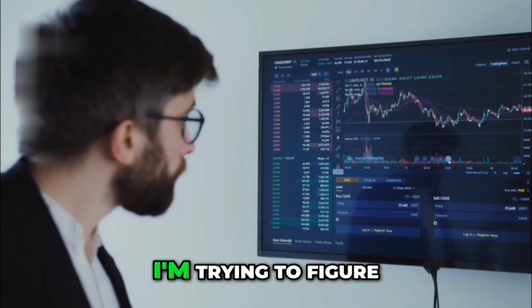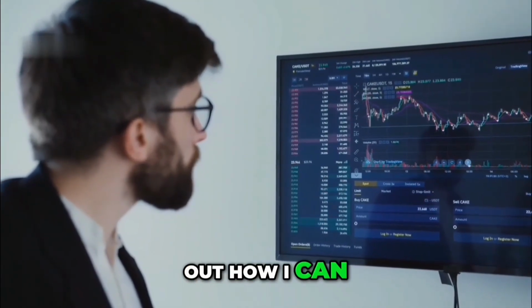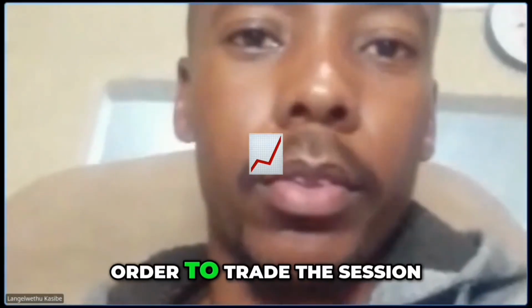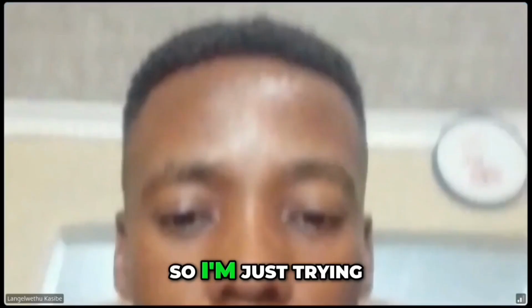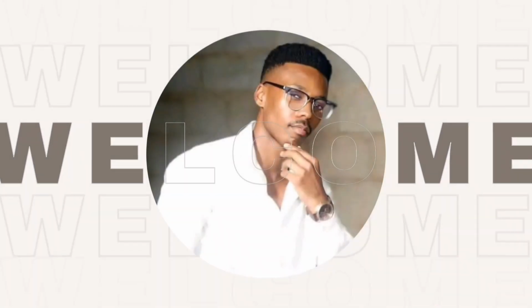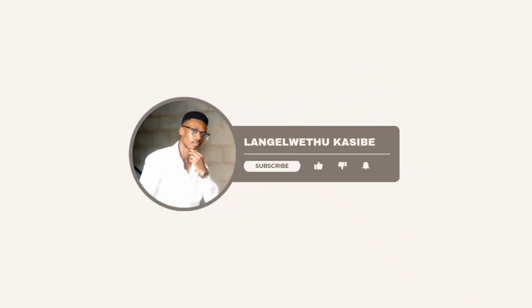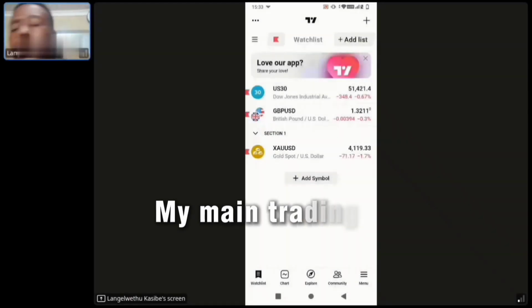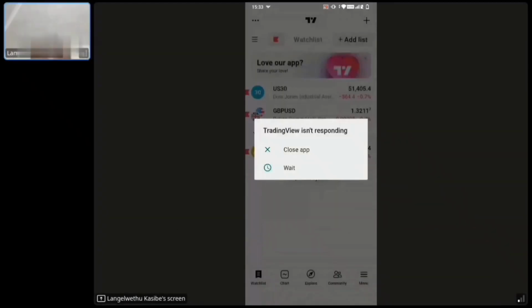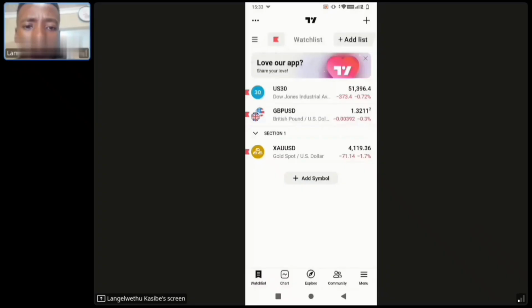Alright, cool. But I'm trying to figure out how I can share my screen in order to trade this session. So I'm just trying to figure it out. The US30, the GU and USD JPY, but I'm trying to see it right now.